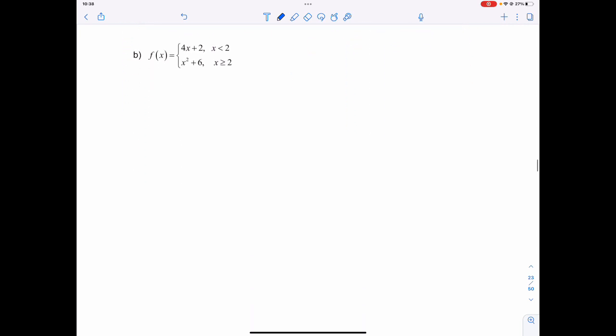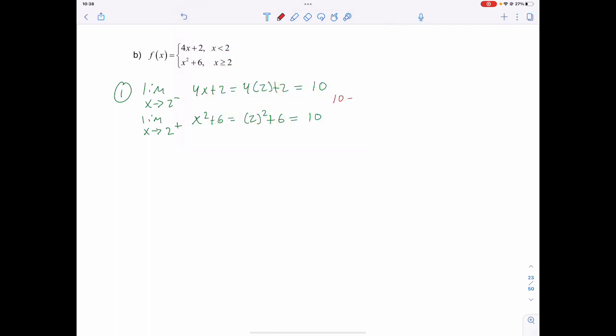For example b, if I have f of x equal to 4x plus 2 when x is less than 2 and x squared plus 6 when x is greater than or equal to 2, then I'm going to start the same way. I'm going to say that the limit as x approaches 2 from the left of 4x plus 2 is going to equal 4 times 2 plus 2, which is going to equal 10. The limit as x approaches 2 from the right of x squared plus 6 is going to be 2 squared plus 6, which is also equal to 10. So this is going to be continuous at x equal to 2.